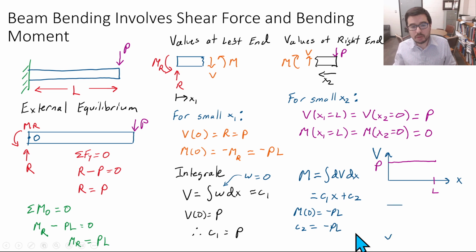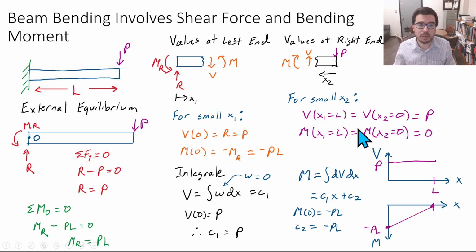And when we plot our moment as a function of x, what are we going to see? We're going to see that M starts off at minus PL, okay? And look at this. C1 is equal to P, right? And if I plug in x equals L, then I have PL minus PL, so it's going to go to 0. And that also allows us to satisfy the boundary condition that we already prescribed here on the right end.